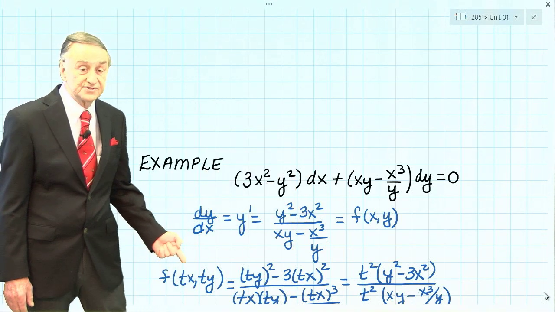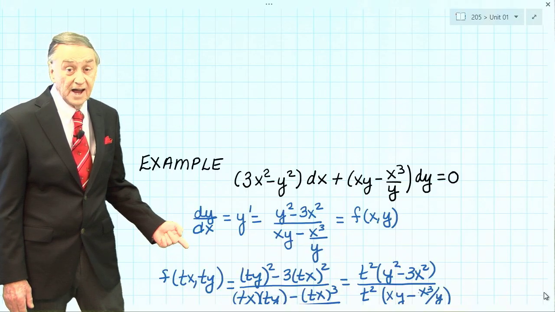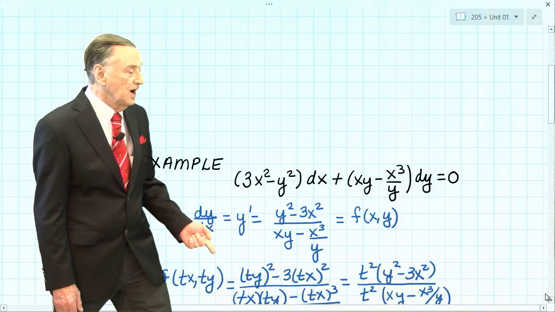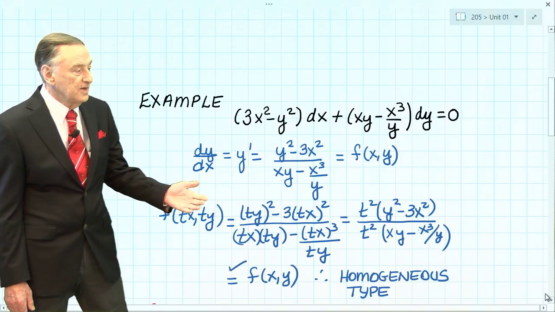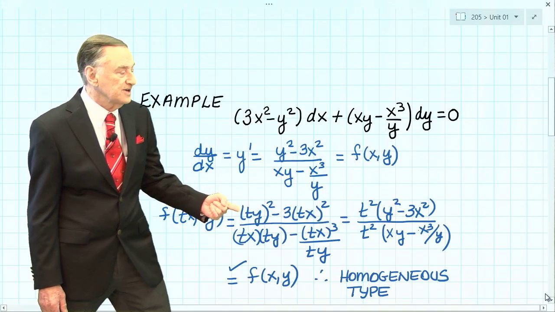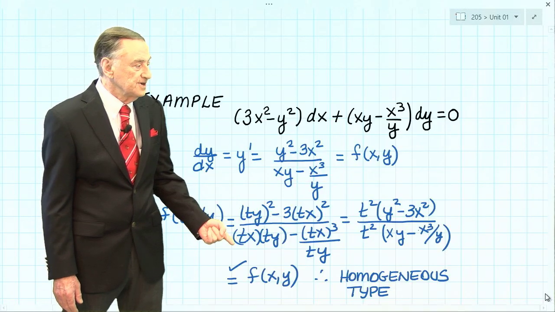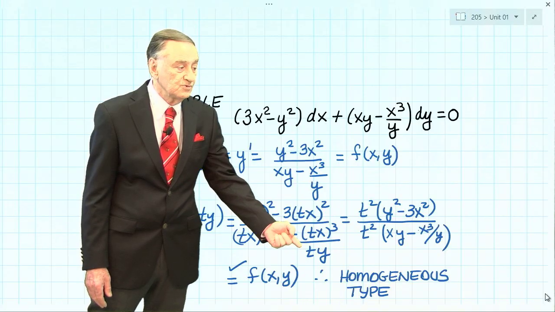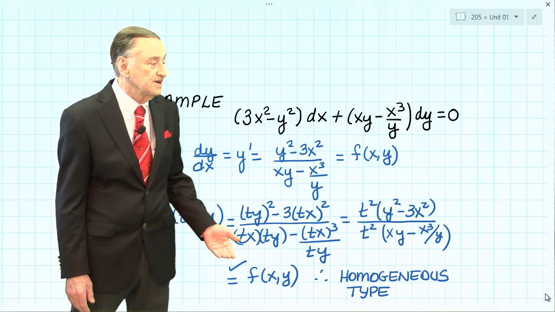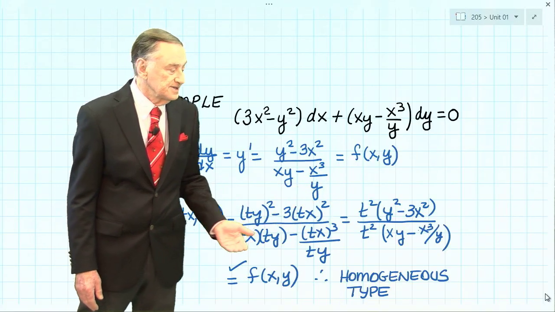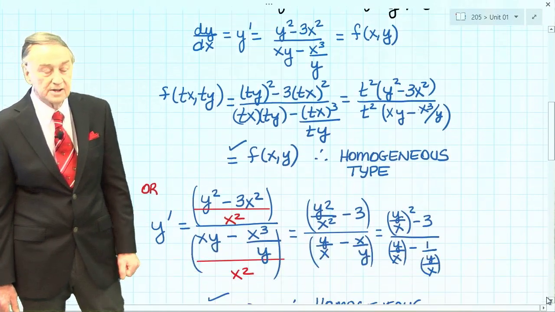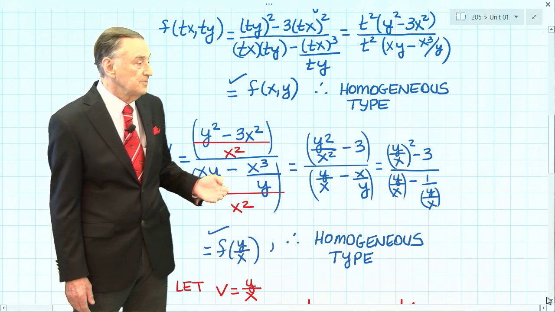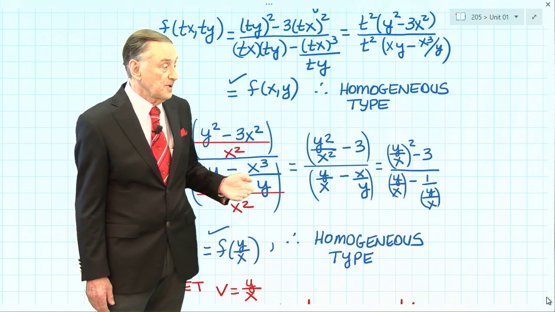Now we're going to test this for homogeneity by replacing x with tx and y with ty, and we get the form that you see right here. In the numerator, we can factor a t squared. In the denominator, we have a t squared. Here we have a t cubed over t, which is t squared, which we can factor in the denominator. Those go out, and indeed we have a function of x and y. So it is homogeneous.